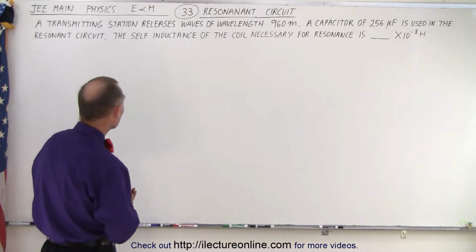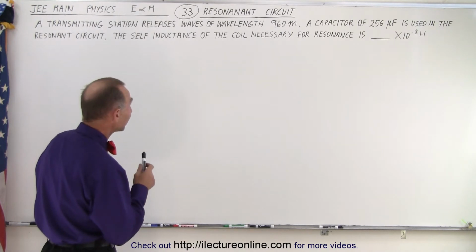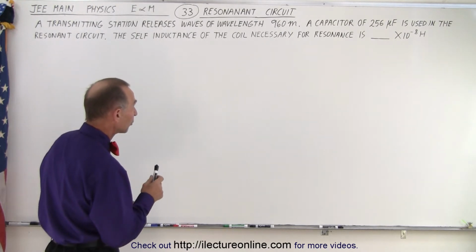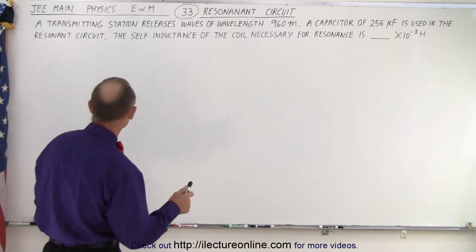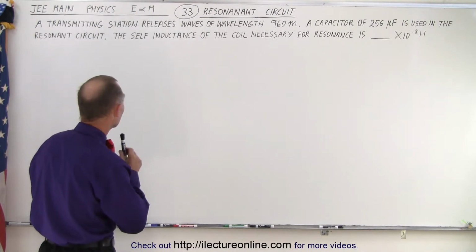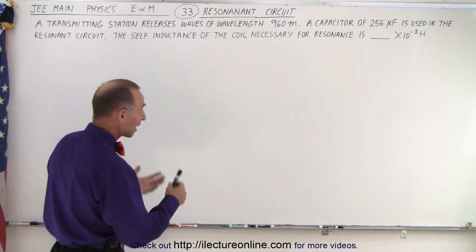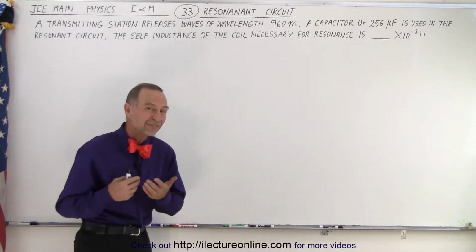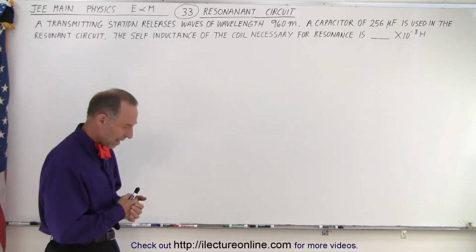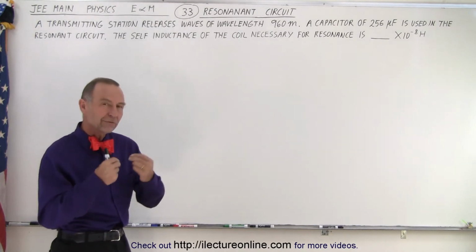A transmitting station releases waves of wavelength 960 meters. A capacitor of 256 microfarads is used in the resonant circuit. The self-inductance of the coil necessary for resonance is, and we have to express it in terms of some number times 10 to the minus 8 henries. So, what is involved here?